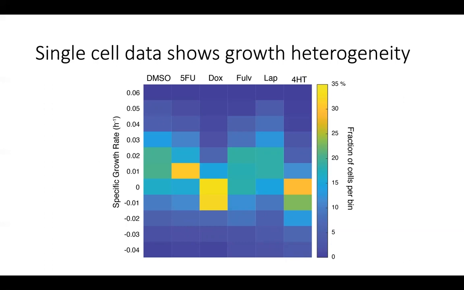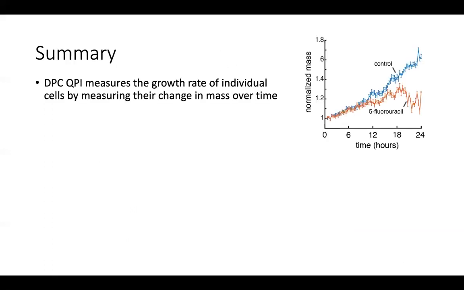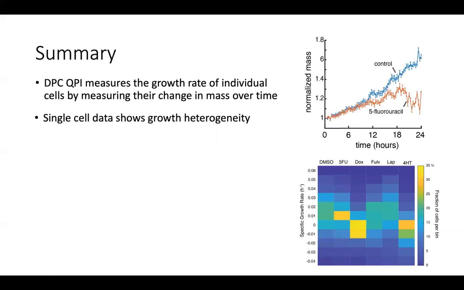And so in summary, quantitative phase imaging measures the growth rate of individual cells by measuring their change in mass over time. And we just talked about why that's so important, because that in combination with the measurements of heterogeneity with the single cell data allows us to start looking at questions of partial responses and identifying partial responses and trying to determine what causes them.